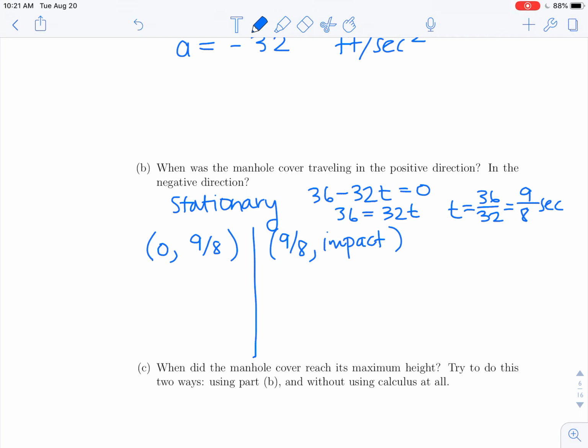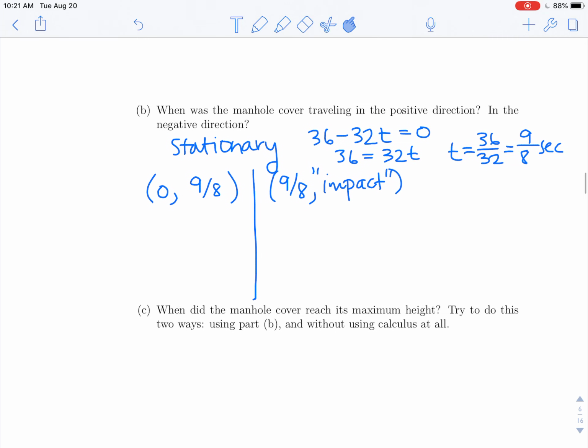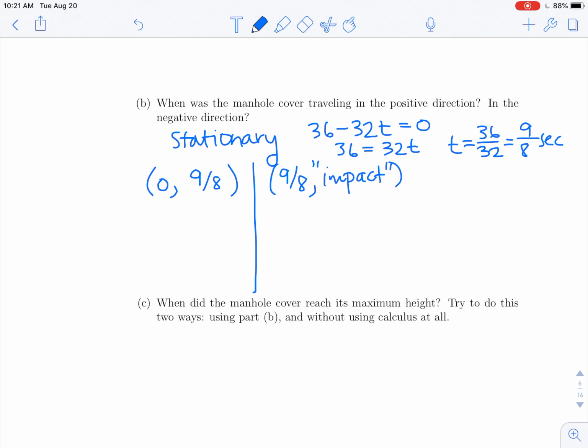Because if you think about what's going on with the model here, the model is going to break down when the manhole cover hits the ground. And in a later part of this problem, we will actually figure out the time of impact. And so we'll just leave that there as a placeholder for now. And we'll do what we did on the last problem. So we'll plug something into the velocity. We'll work out the sign of the velocity. And then we'll say the direction of travel, the direction of motion.